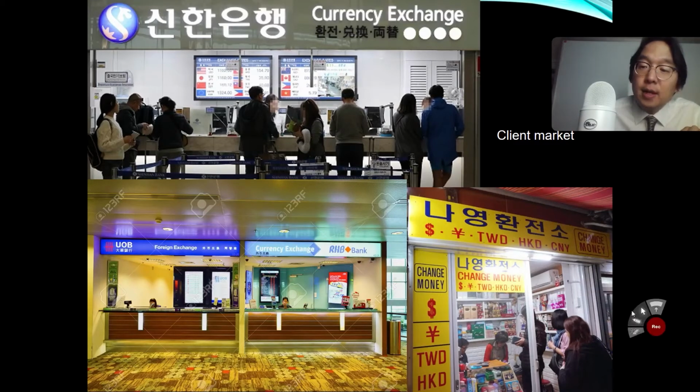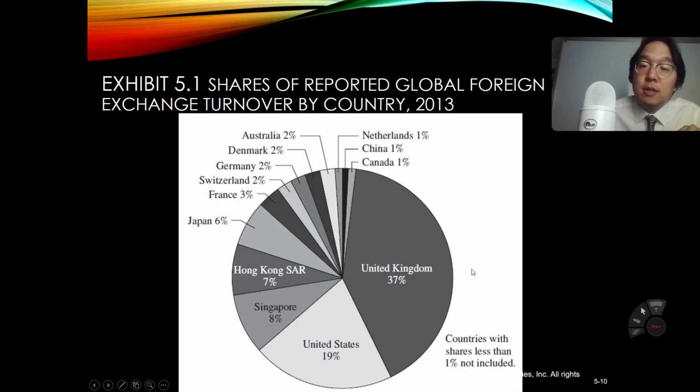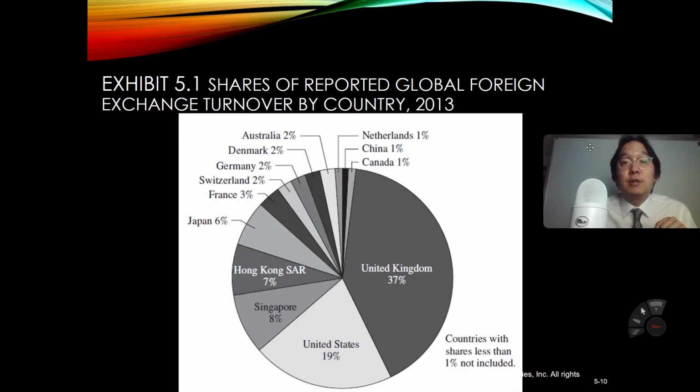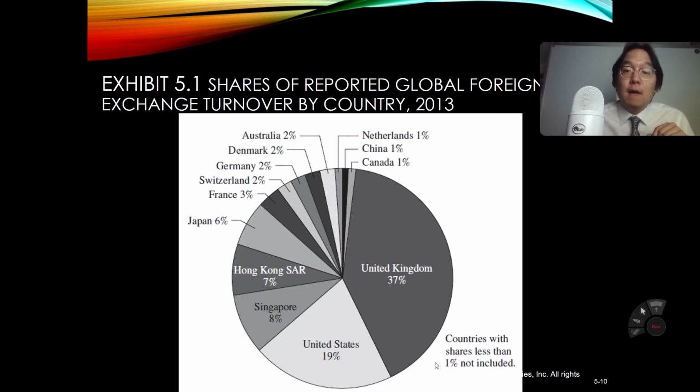The next is this. Shares of reported global foreign exchange turnover by country. Well, the UK turns out to be the biggest FX market, and then the US is 19%, Singapore 8%, Hong Kong 7%, and Japan 6%. And immediately you see that Singapore is a bigger FX market than Japan. Interesting. And then Hong Kong is slightly smaller.